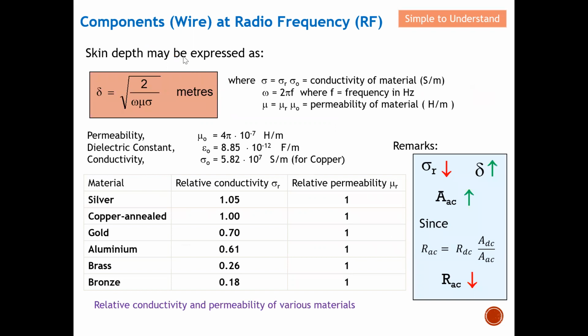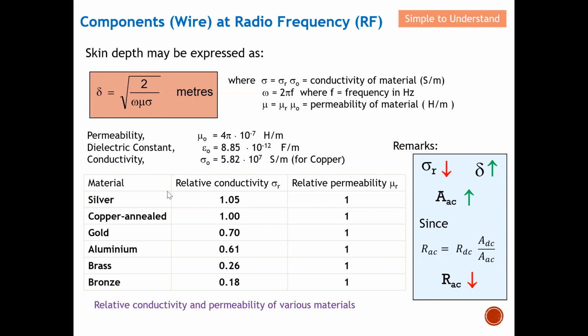Let's move on. Skin depth may be expressed by this equation. Later on, in the part 2 series, I will use this equation to calculate the skin depth. But from this equation, you can see that skin depth has a relationship with frequency, where omega is 2 pi f. It also has a relationship with the permeability of the material and the conductivity of the material. So the skin depth depends on frequency, permeability, and conductivity. Any increase of those numbers reduces my skin depth.